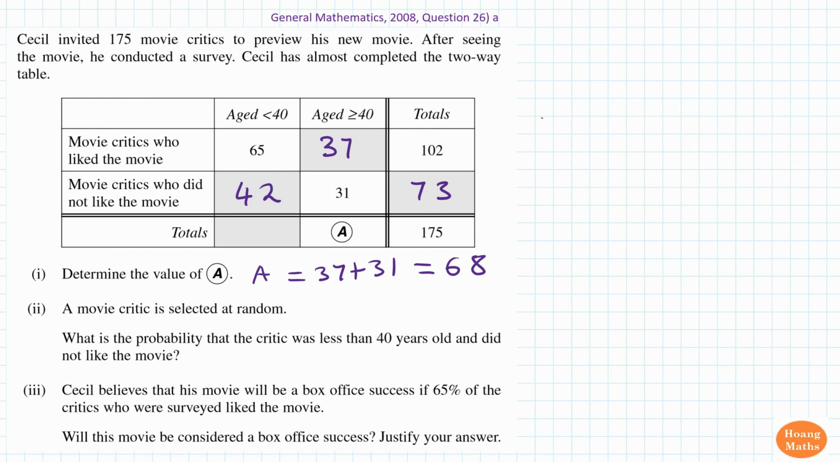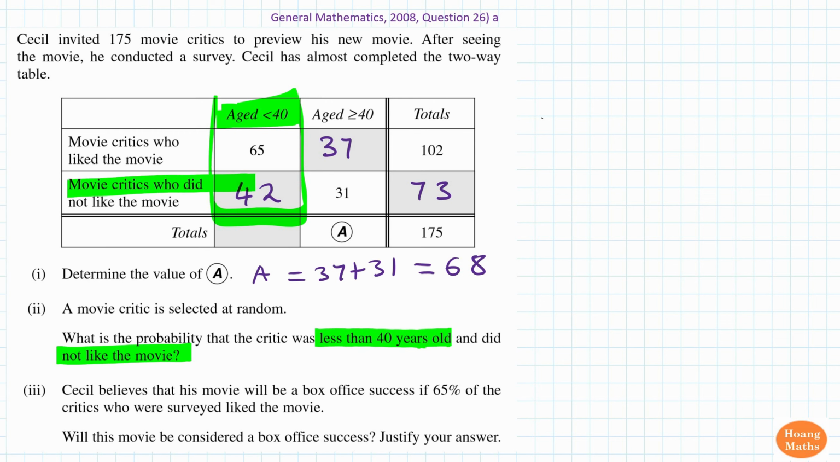Part 2. A movie critic is selected at random. What is the probability that the critic was less than 40 years old and did not like the movie? So we know the critic is less than 40 years old, so that is here, less than the age of 40. So we need to focus on this column here. And did not like the movie, so that is this row here.